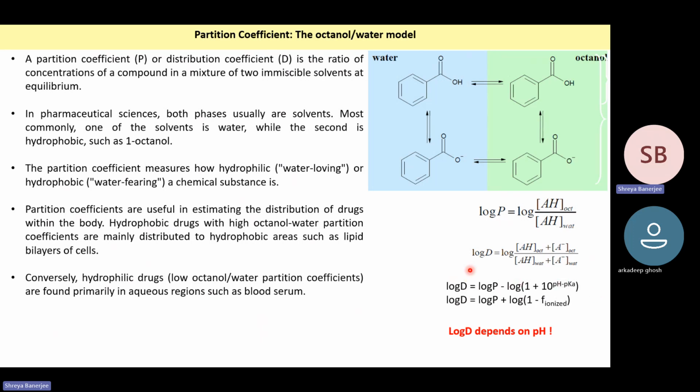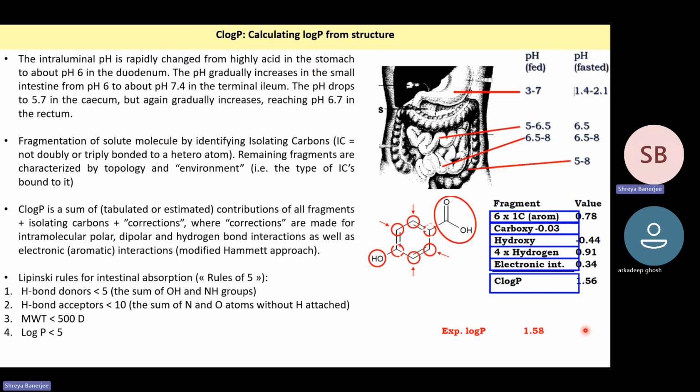So the distribution coefficient depends on the pH as well. Because suppose you have a drug which is highly acidic, so it wants to remain in the ionized form. Then it will prefer the ionic solvent water, which will stabilize the ionized form. Or if you have a drug with very low pH, so it will prefer to remain in the neutral form. Then it might prefer the hydrophobic solvent, which will prefer the neutral form. So the pH is very important for the determination of the distribution coefficient. There is another term called clog P, which we'll look into now.